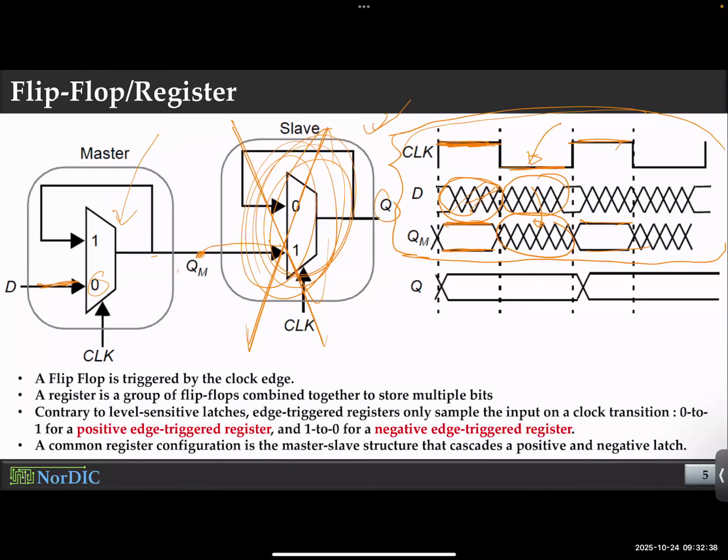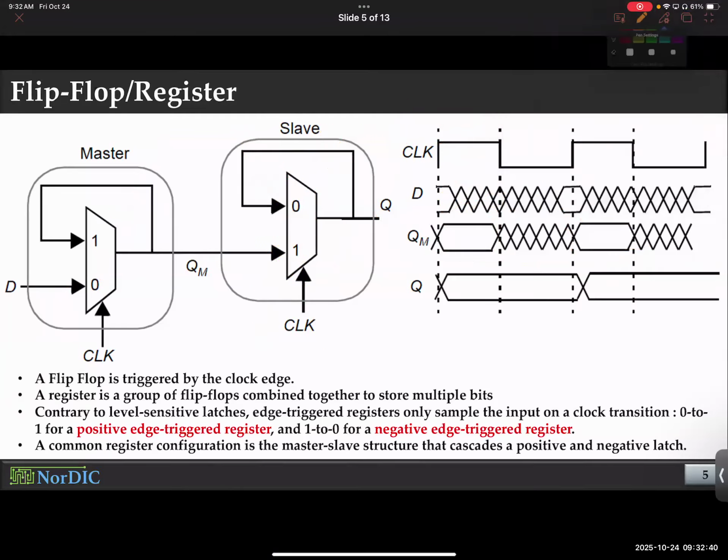Let me erase this. Okay, now for this guy, this is essentially the input. So your QM is basically the input for the second latch. And this is a positive latch. So it only responds when the clock is 1. So notice, this is where the clock becomes 1. This is the other point where the clock becomes 1. So we should focus on these 2 points for the second latch. So notice one thing.